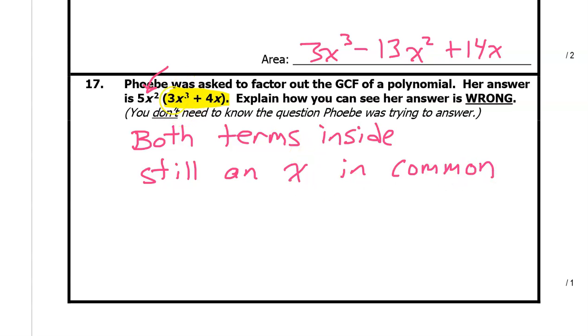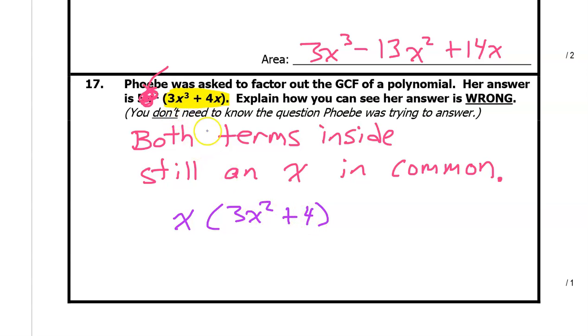Okay, so if you factored out that common x, forget the 5x squared for a second. I mean, the question is over. That's the answer. Both terms inside still have an x in common. That's why we know her answer is wrong. So now I'm just expanding on that. Imagine if you factored out the GCF that's still here. You could take out an x, and then if you divide both terms by x, that leaves you with 3x squared plus 4.